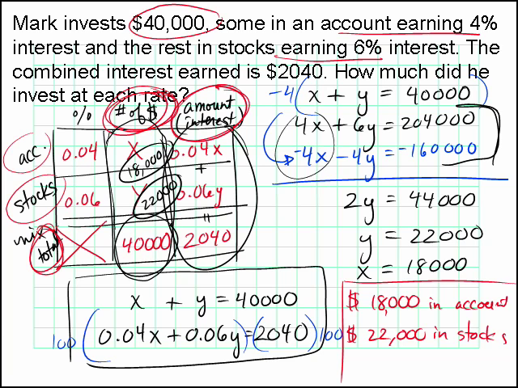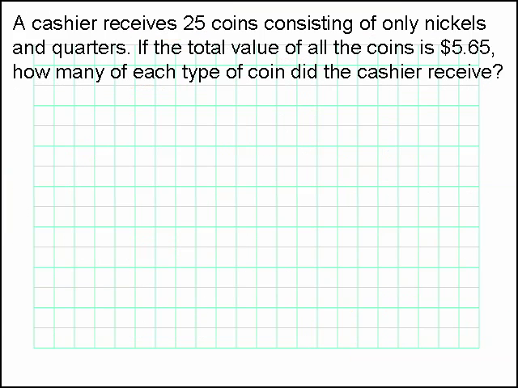Let's see what we have next. A cashier receives 25 coins consisting of only nickels and quarters. The total value is $5.65. How many of each type of coin did the cashier receive? Another type of problem that can be solved is the mixture problem. We solved this one in a previous chapter, just like the other ones. Then we only used one variable. Here we're going to use two. It makes it a bit easier.